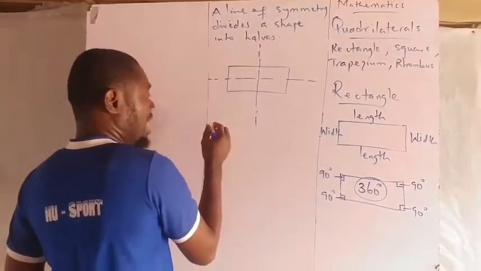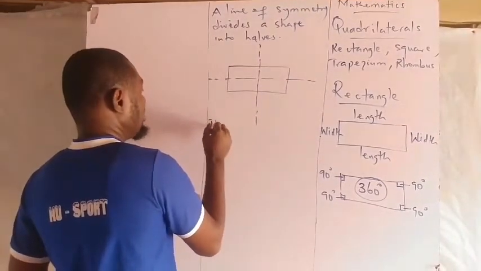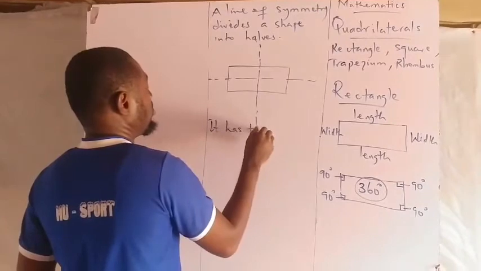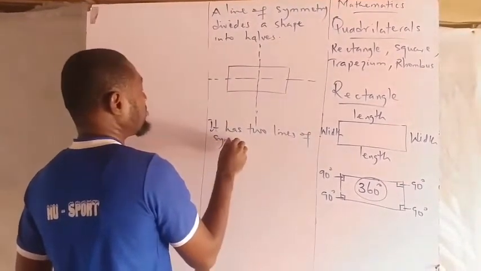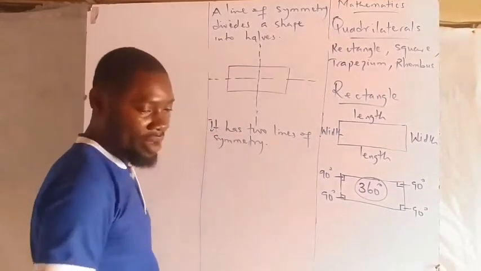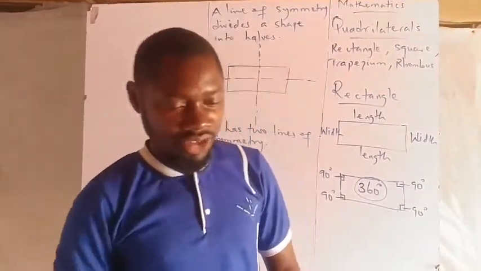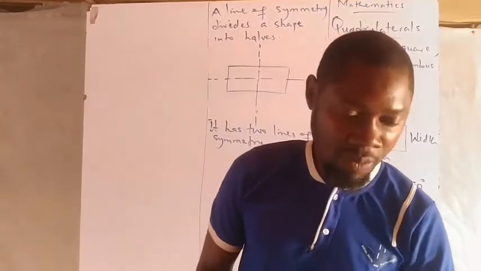A rectangular shape has two lines of symmetry. That you should know, please.